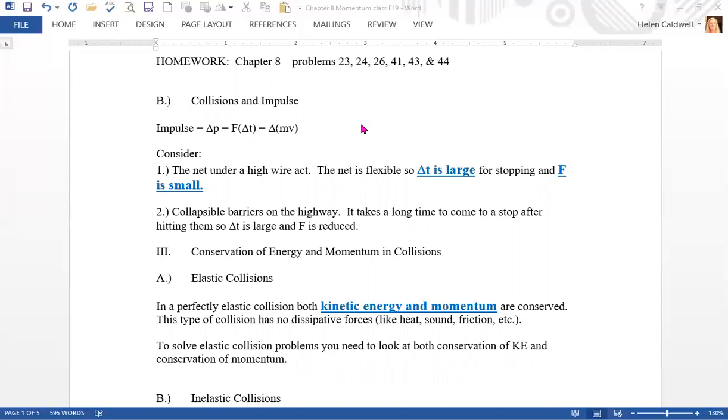You could put a steel plate under that high wire and say, okay, drop off the high wire, land on the steel plate. But you would stop really quickly. And that little itty bitty delta T would give you a really large force on impact, and it would hurt. So a long stopping time reduces the force, which anybody knows if they've slammed on their brakes versus gradually stopping.